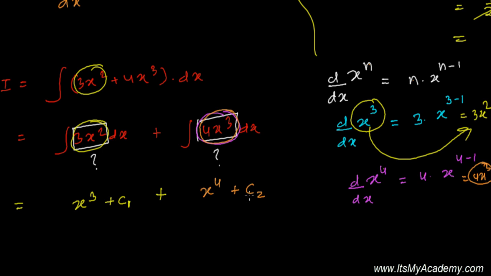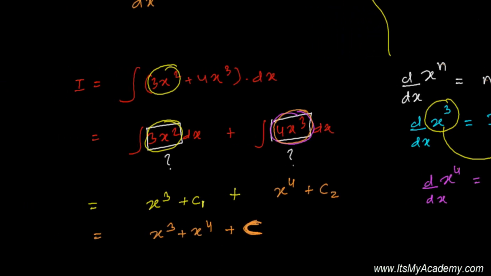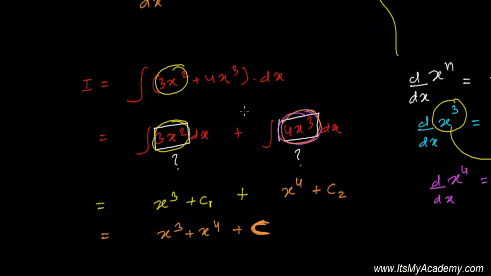We have to put a constant every time, and you know why. Writing it together, x cubed plus x to the power 4, and now c1 and c2 are both arbitrary constants, so I'm putting one big constant c. So that's it. The integration of the function we were given is simply x cubed plus x to the power 4 plus a constant.